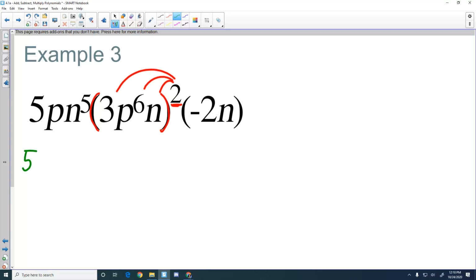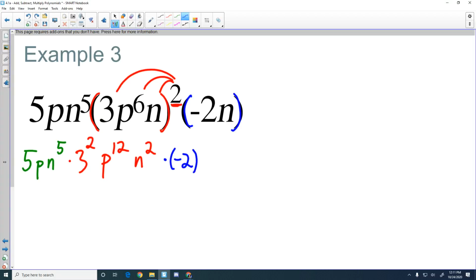Now this first term, 5pn to the 5th, is fine. It can stay put. It's being multiplied by this middle term, which is now going to be 3 to the 2nd, p to the 6 times 2 is 12, and then n to the 2nd. And then at the end, we've got this times negative 2n. So I'm just going to put negative 2 in parentheses just because it's being multiplied. If I just wrote negative 2, people might think you're subtracting 2, and that's clearly not the case.